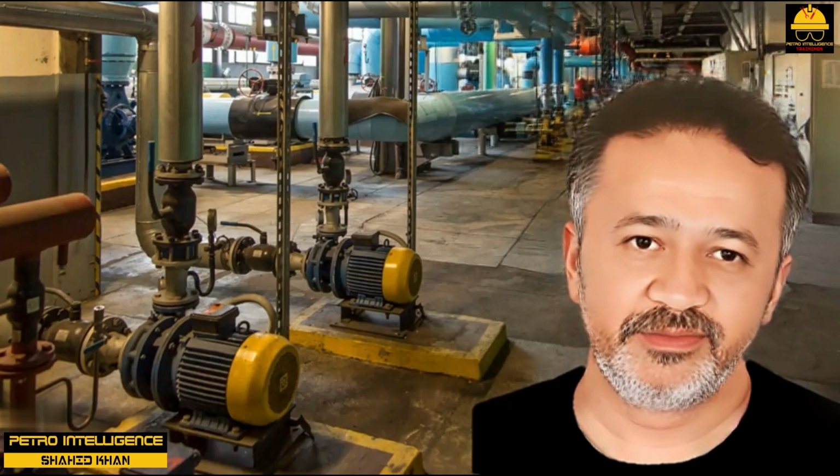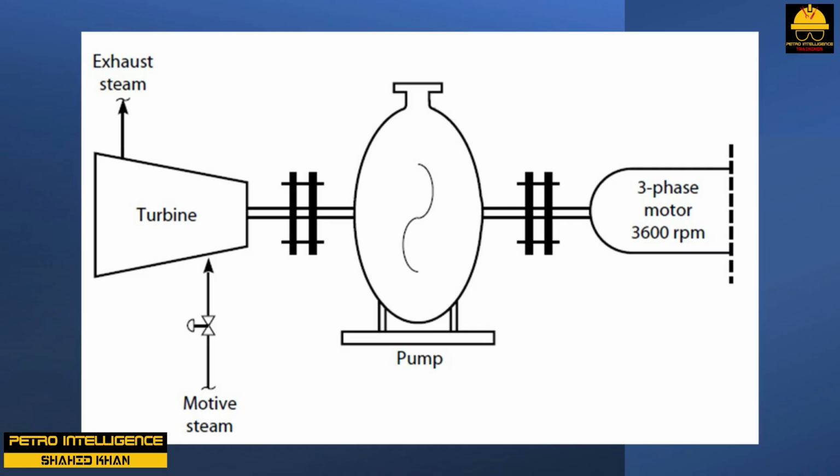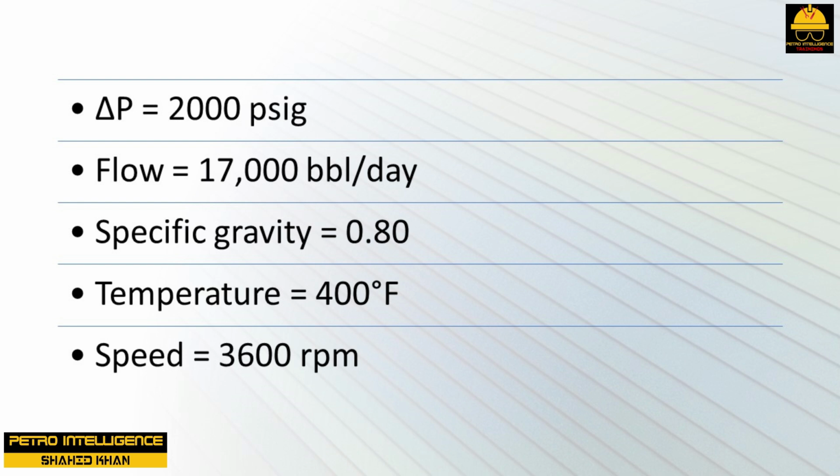Helper turbine. Picture is a sketch of a centrifugal pump driven by a three-phase motor with a turbine helper. This particular pump was charging a light gas oil stream to a high-pressure hydrocracker. The pump was operating quite close to its design conditions of delta P equals 2000 psig. Flow equals 17,000 barrels per day. Specific gravity equals 0.80. Temperature equals 400 degrees Fahrenheit.